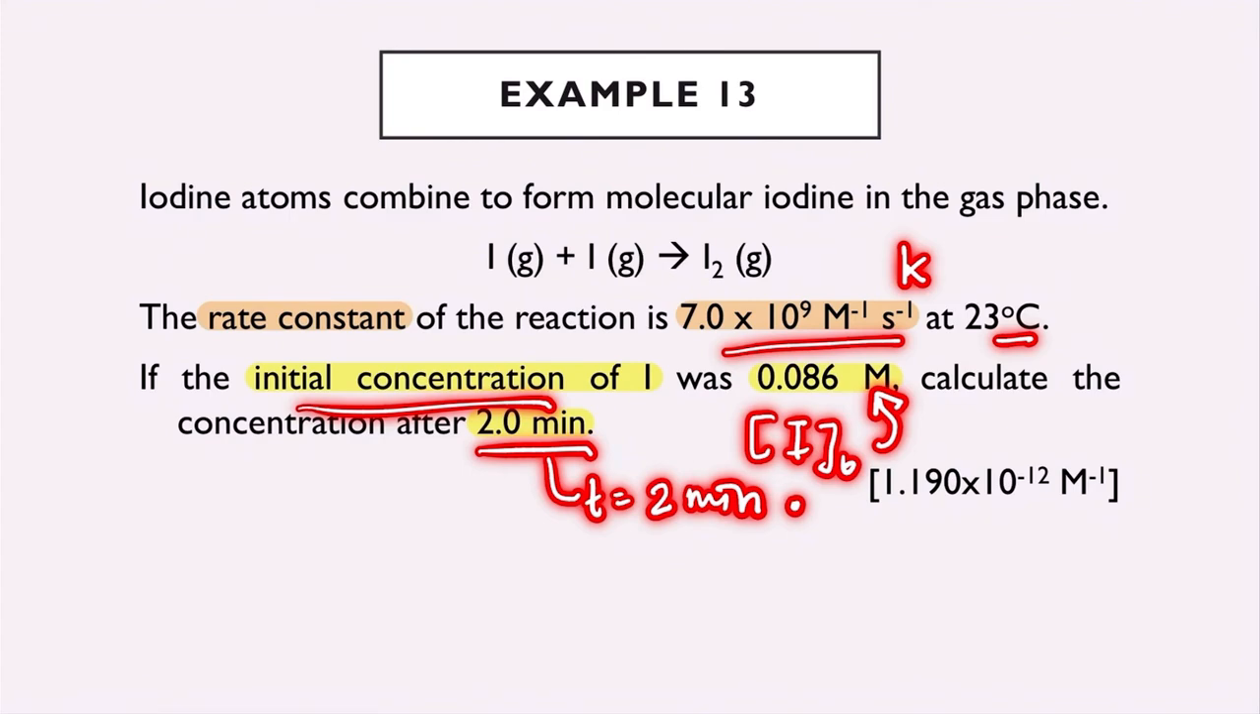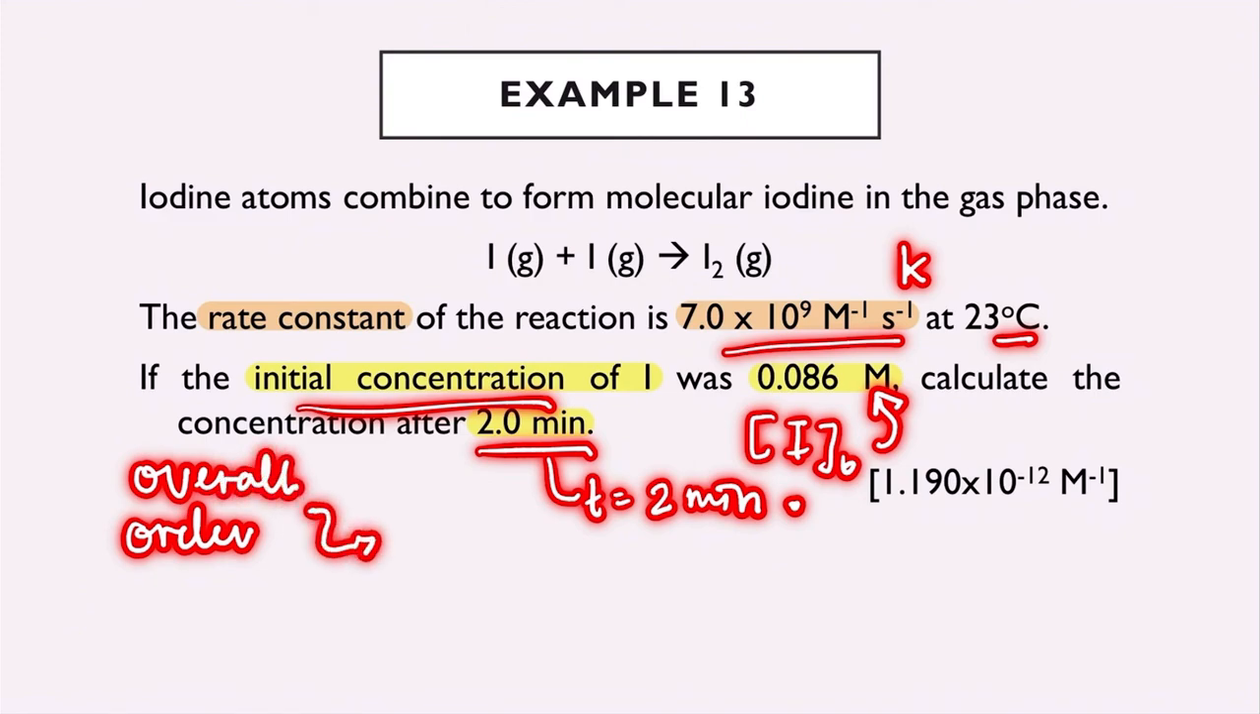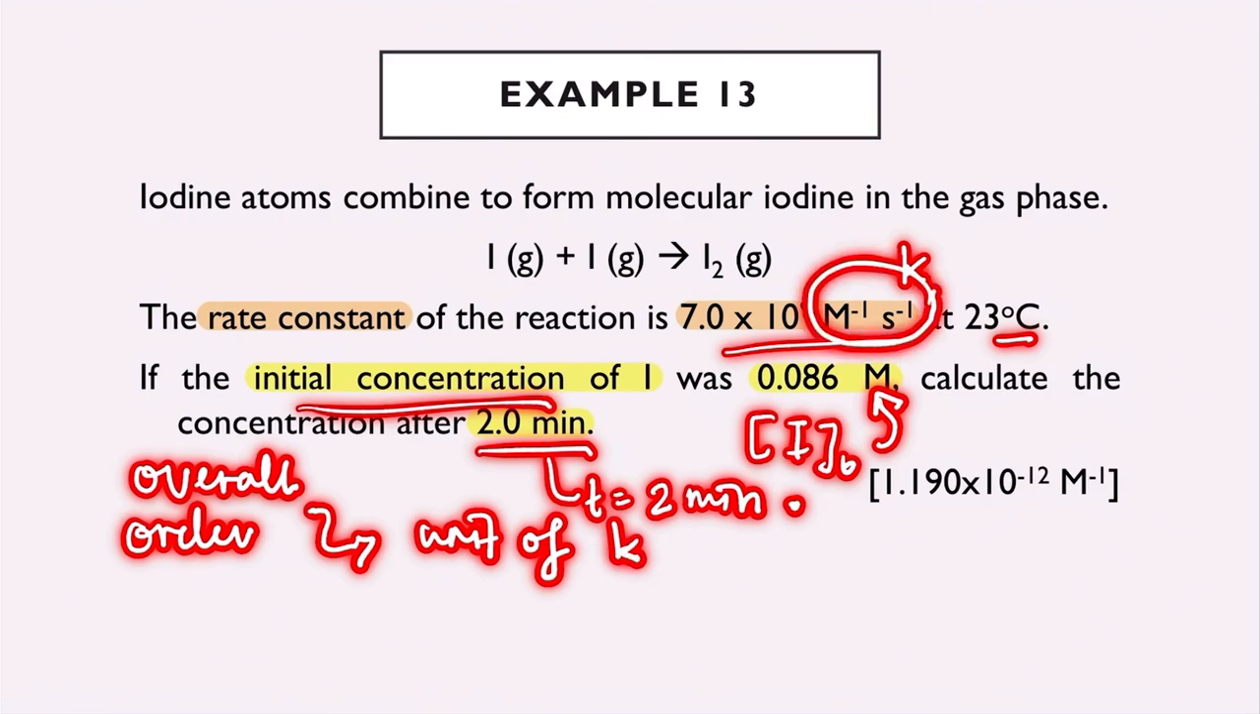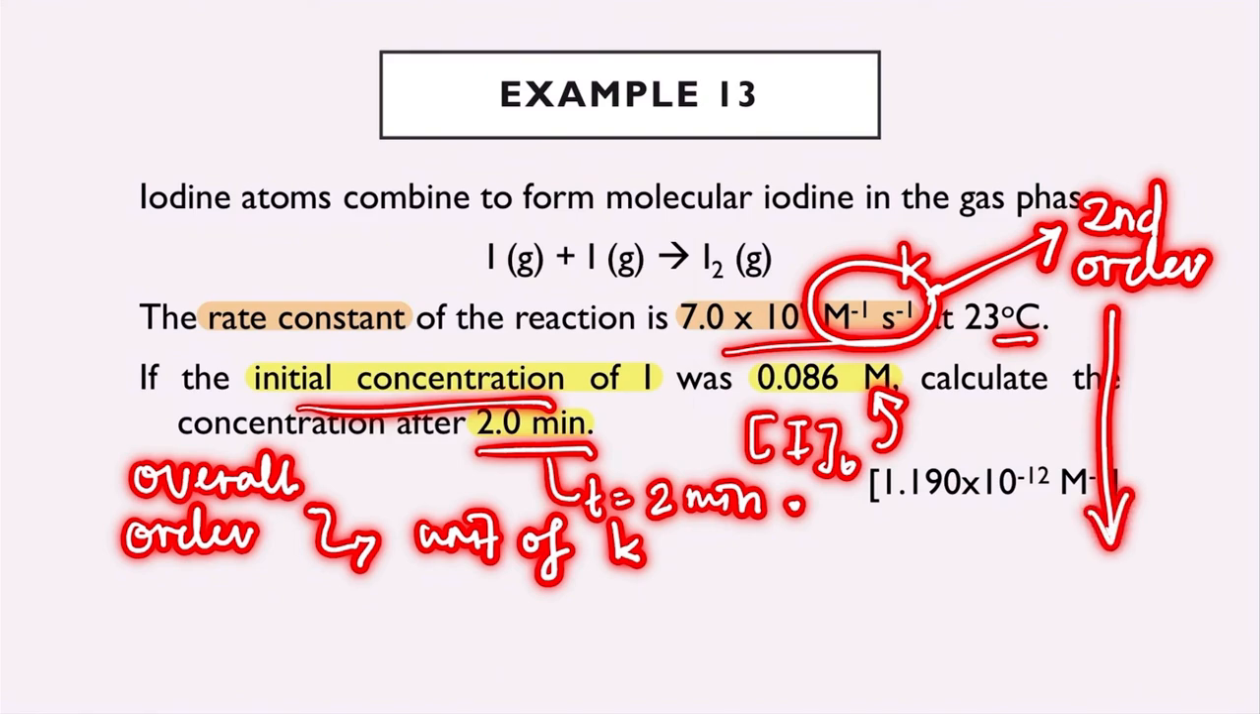Okay. How do we know? First, we have to know the overall order of reaction. So how do we know? We can get it from the unit of rate constant K. So here you have per molar per second. If you are already familiar with it, you should know that this is your second order reaction. So now that you know that it is second order reaction, you know what integrated rate law you can use. You will use your integrated rate law for second order.